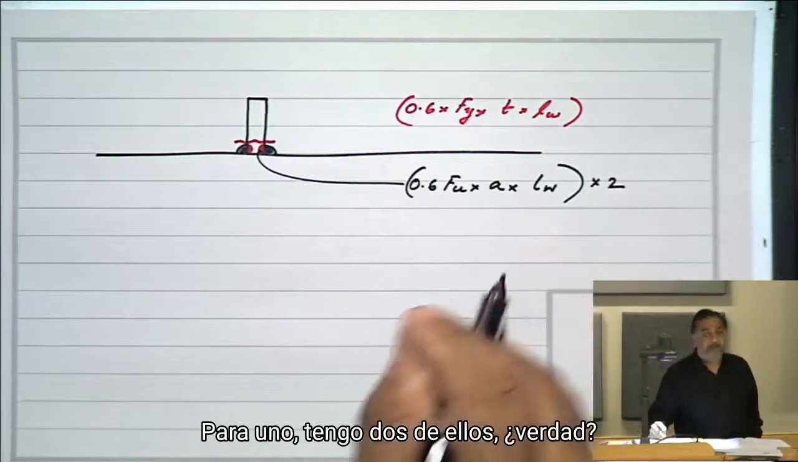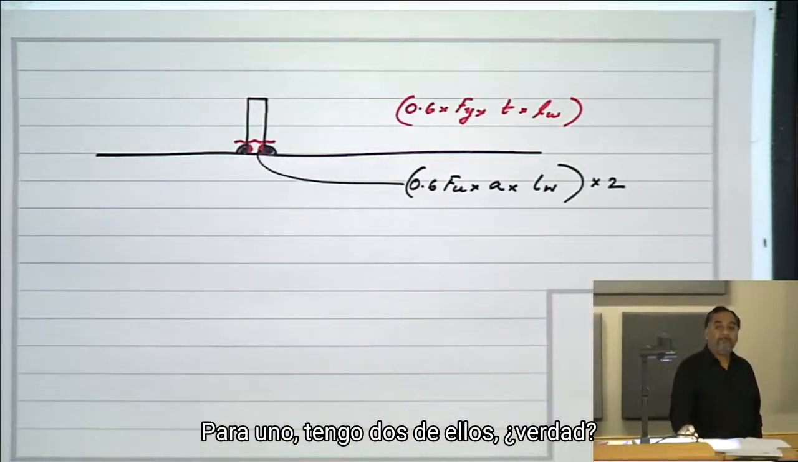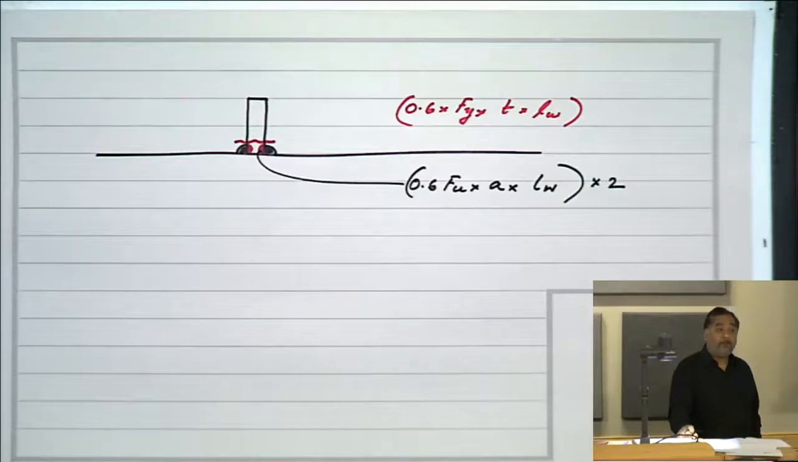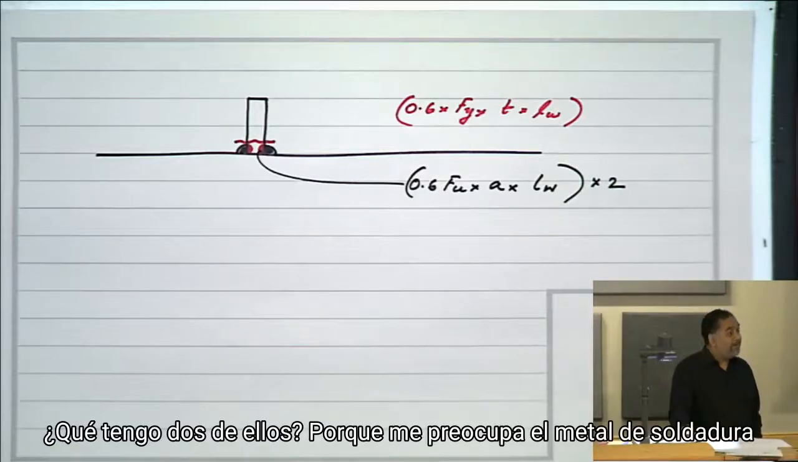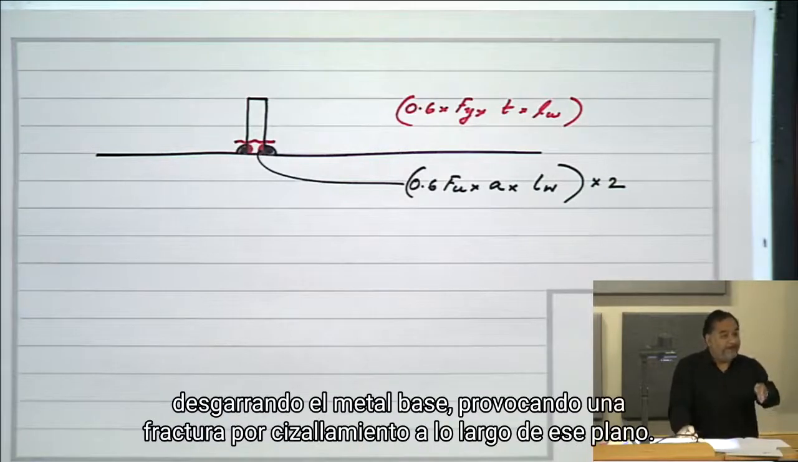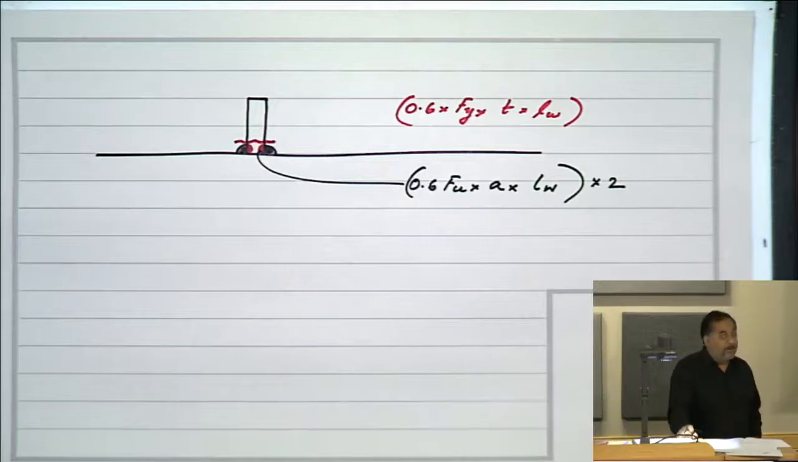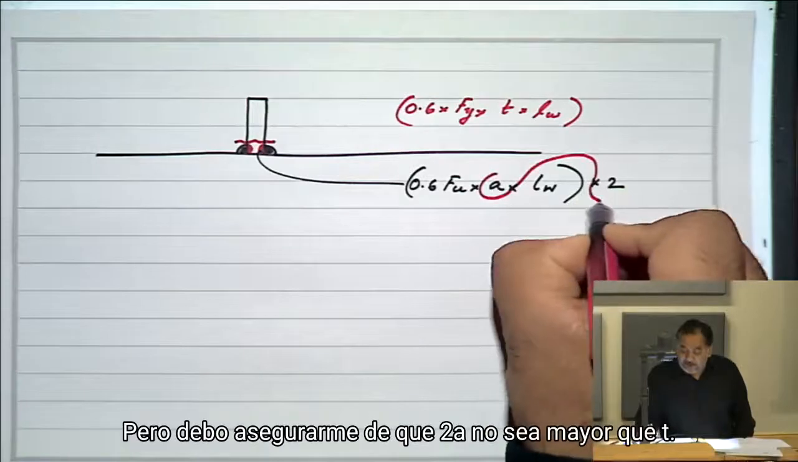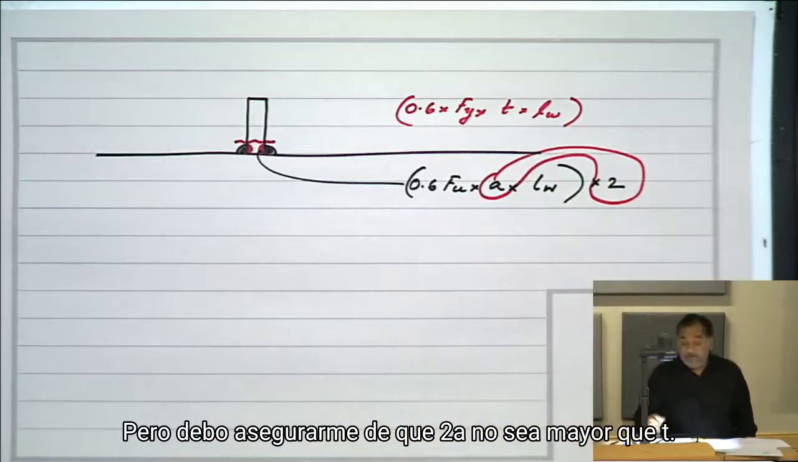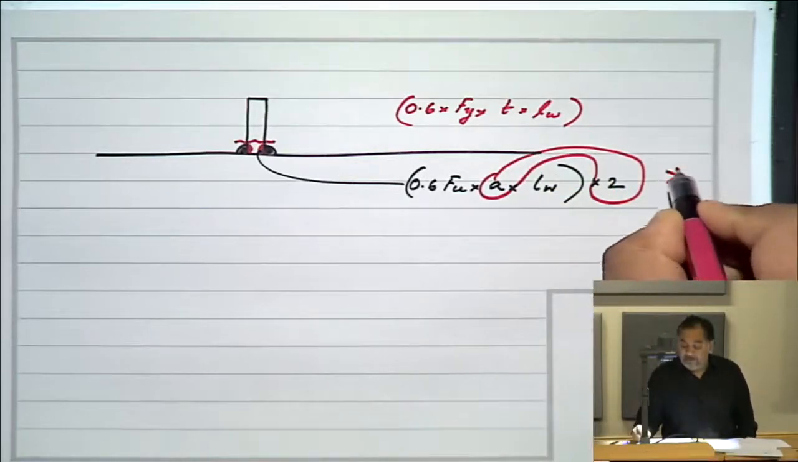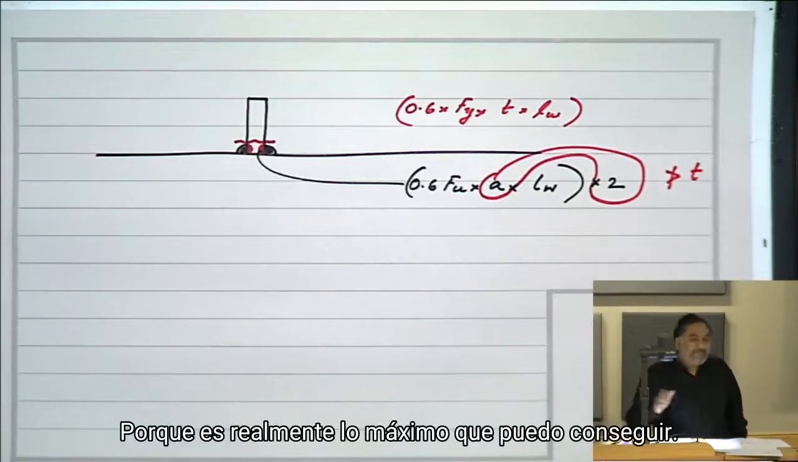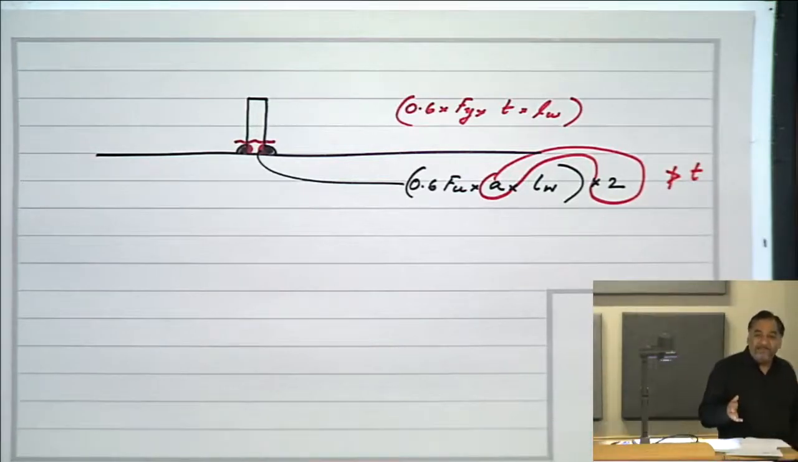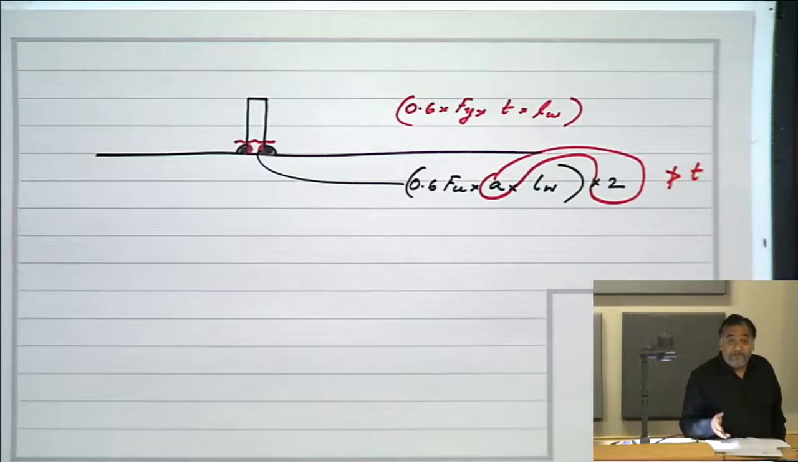Or won't I have two of them? Right? Won't I have two of them? Because I'm worried about the weld metal gouging out the base metal, causing a shear fracture along that plane. Well, that's good, but I've got to make sure that 2A does not become greater than T, because T is really the maximum that I can get. Does that make sense to you?